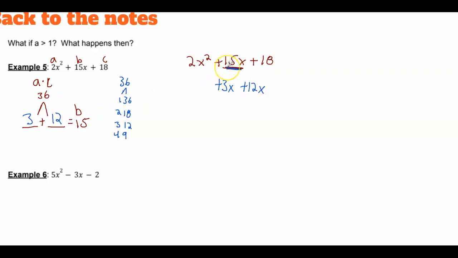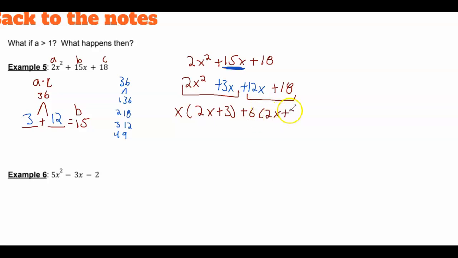So I'm taking this here and rewriting it as that. I now have 4 terms, and this is just like what we did in 3.1 with grouping and factoring 4 terms. So my GCF for my first 2 terms was an x, so 2x plus 3. The second term is a 6, 2x plus 3.